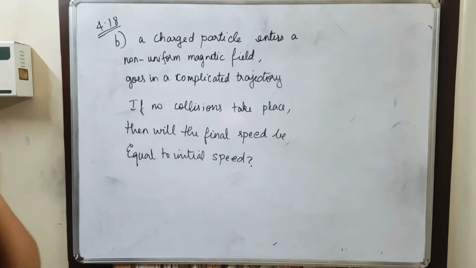The B portion of 4.18 says that a charged particle enters a non-uniform magnetic field, meaning the magnitude and direction are different at different points, so it goes in a complicated trajectory. At every point the force acting on the charged particle will be varying. If no collisions take place during the movement of the particle, will the final speed be equal to the initial speed? That is what they are asking.